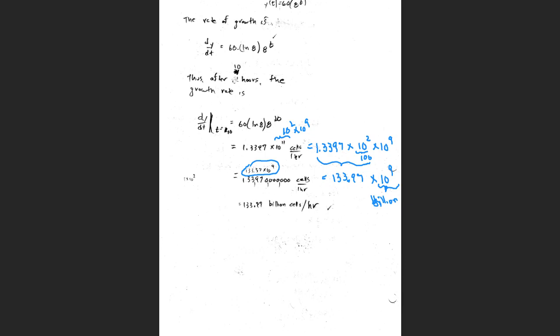So you get 133.97 billion cells per hour. And this might be how WebAssign wants you to write the answer. But if you write it all out with the zeros, this is how many cells per hour. This is the rate. Let me see, that's 100... wow, that's 133 trillion, 970 billion cells per hour. That's the rate of growth after 10 hours, the rate at which E. coli is growing per hour.